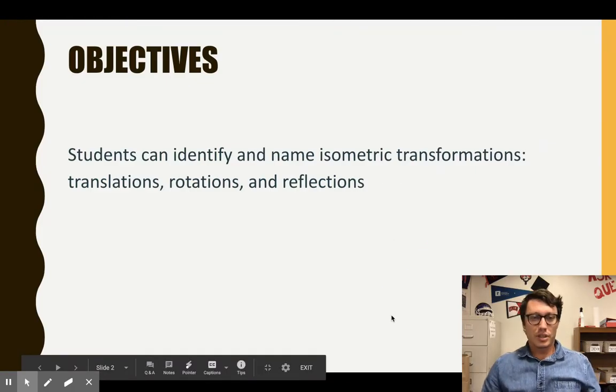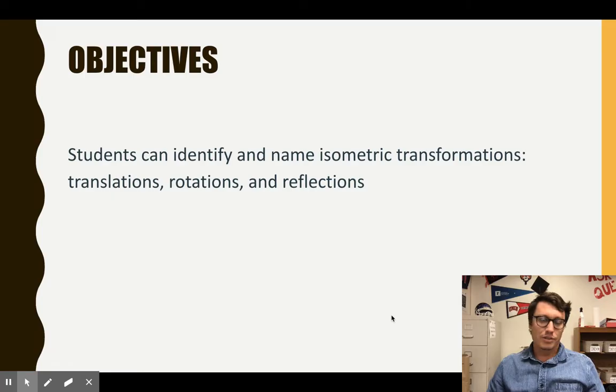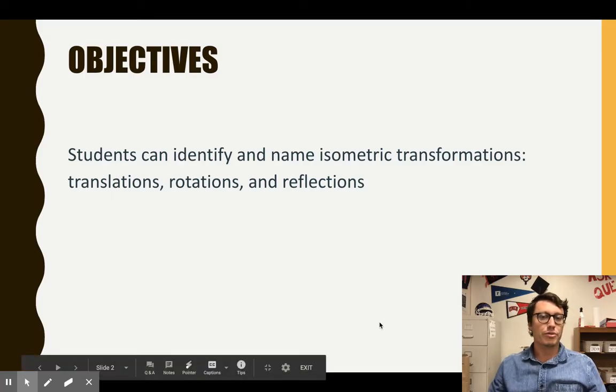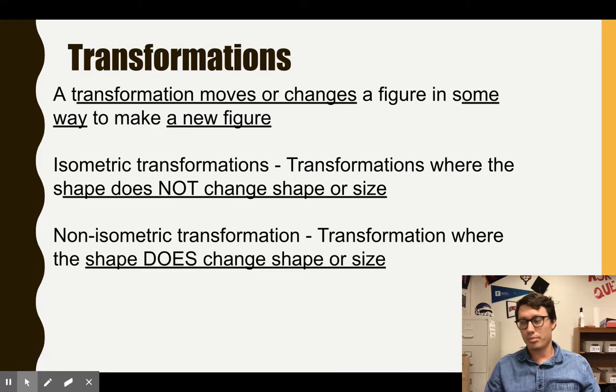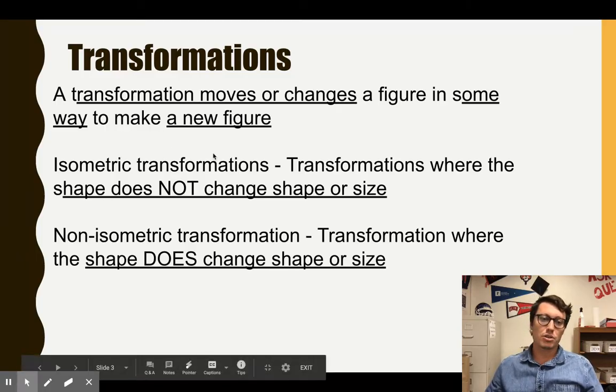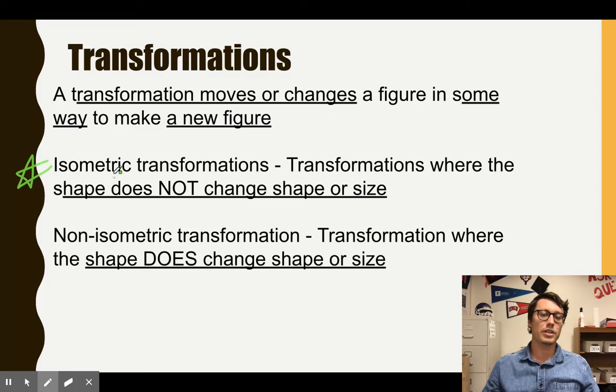Our objective today is to identify and name isometric transformations: translations, rotations, and reflections. A transformation, just some basic vocab, moves or changes a figure in some way to make a new figure. Isometric transformations, ladies and gentlemen, are the most important ones. That is what we're going to be focusing on in this chapter. You're going to learn what non-isometric is, but you're mostly going to be tested on isometric.